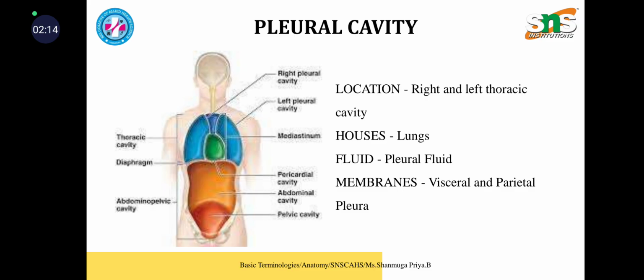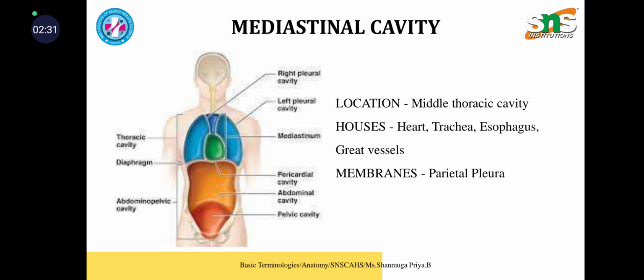Pleural cavity. Location: right and left thoracic cavities. Houses the lungs. Fluid: pleural fluid. It is covered by visceral and parietal pleura. Mediastinal cavity. Location: middle thoracic cavity. It houses the heart, trachea, esophagus and great vessels. It is covered by parietal membrane.